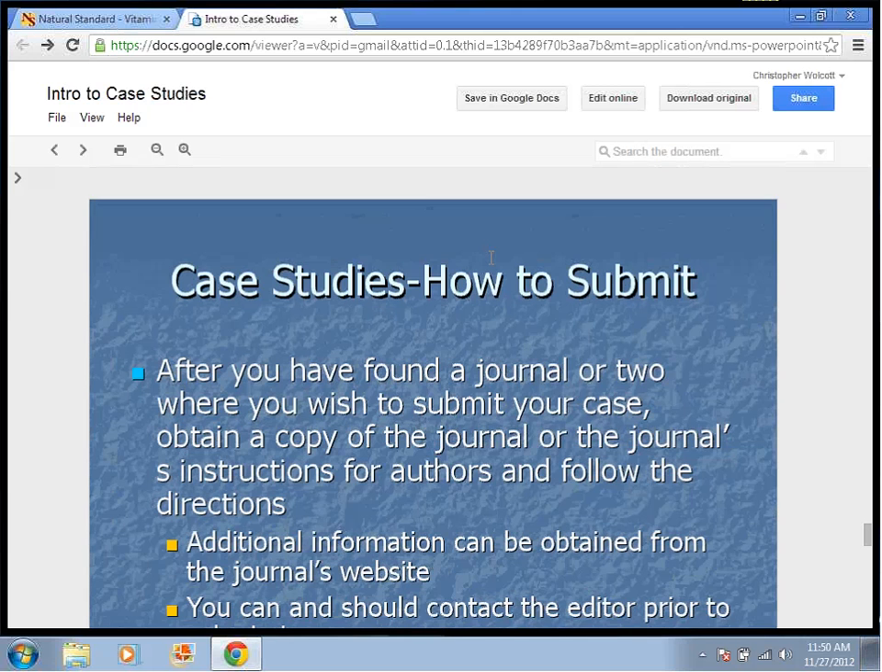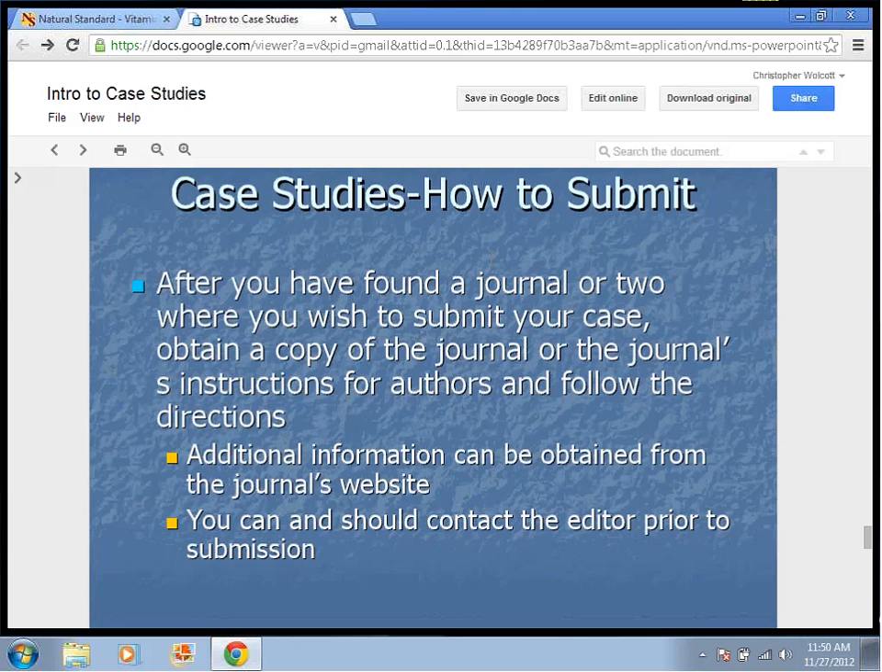There are copyright reasons why you can't submit to multiple journals, but you can submit, get rejected, and then submit to another journal. But you can't submit to two journals at the same time, because you sign an exclusive contract with the journal saying you're not going to publish this anywhere else. But again, if your report gets rejected, you can submit it elsewhere.